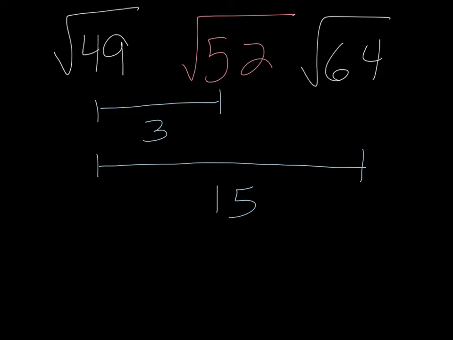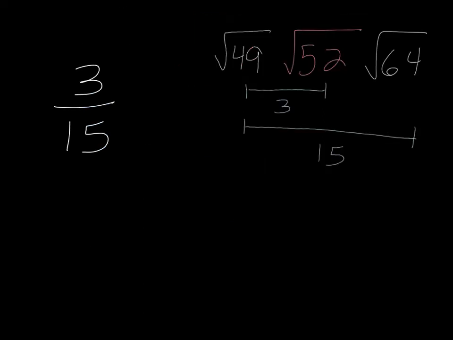Next, I'm going to take these two numbers that I just found, 3 and 15. So we did the difference between the lower perfect square and the number we're looking for, and the difference between the lower perfect square and the upper. And we're going to take these two numbers and make a fraction, 3 over 15. Now we're going to take this fraction and change it to a decimal.